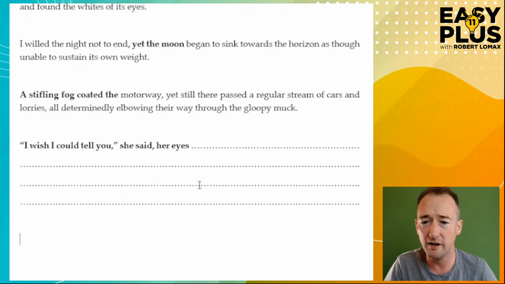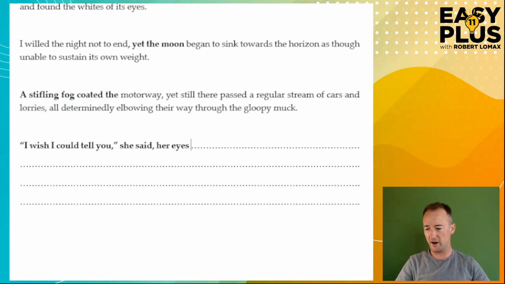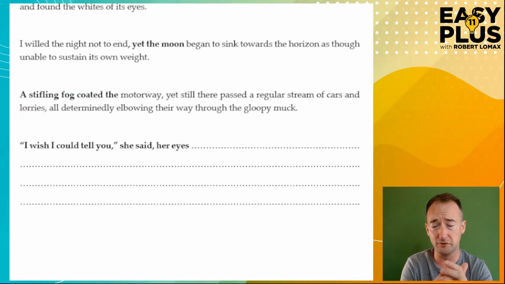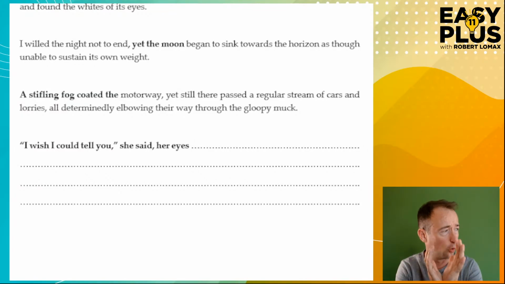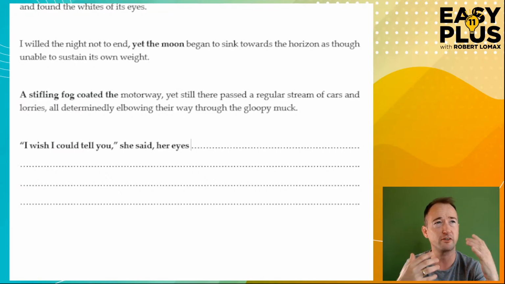I wish I could tell you, she said. Her eyes, what might they do? Okay. So if I'm imagining the scene, I'm imagining somebody saying, I wish I could tell you. That implies to me a kind of embarrassment. Either they can't tell me because they don't know, and not knowing the answer to a question is often a little bit embarrassing, depending on the context. Or she's not telling me because she doesn't want me to know something, so it's a secret. So in either of these situations, it's a kind of embarrassment.